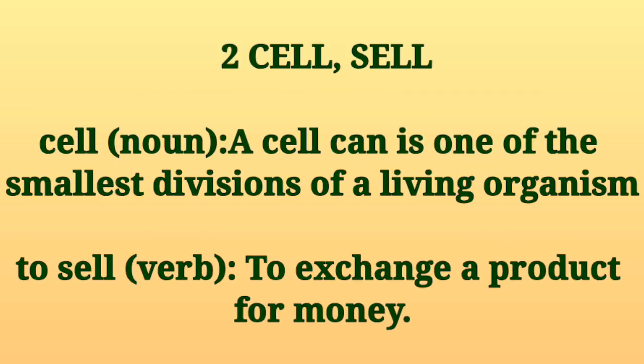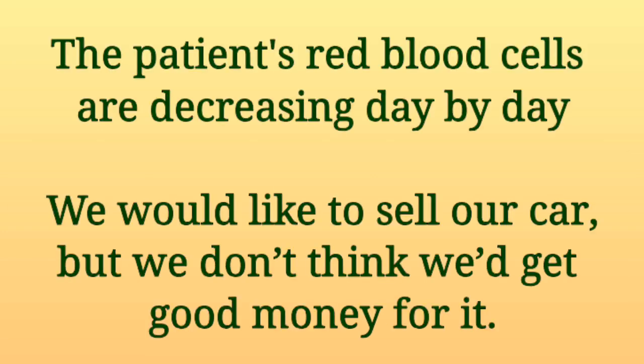Second, cell. Cell with the C is one of the smallest divisions of a living organism, and sell with the S means to exchange a product for money. Now see the sentences according to the meaning. The patient's red blood cells are decreasing day by day. Here, see the spelling, it is with C. Second, we would like to sell our car but we don't think we would get good money for it. Now here, sell with the S means exchange something for money.